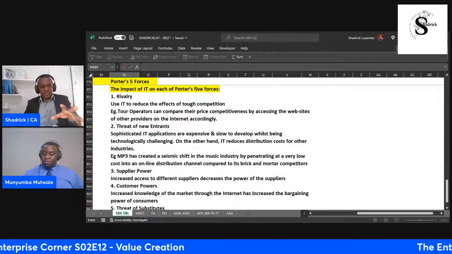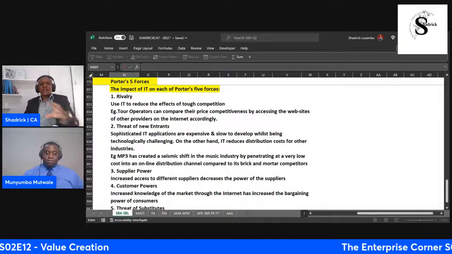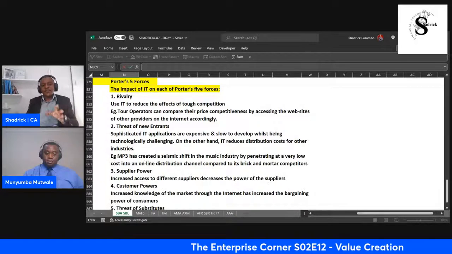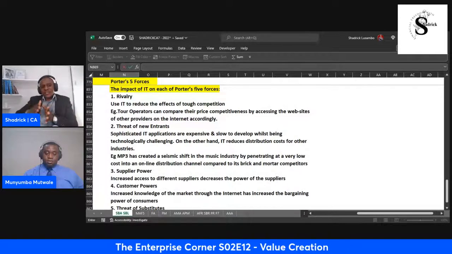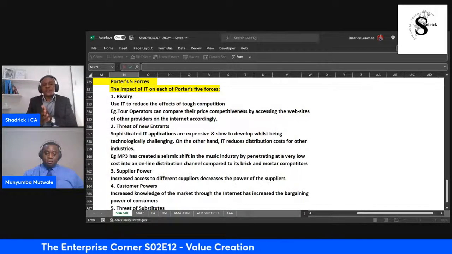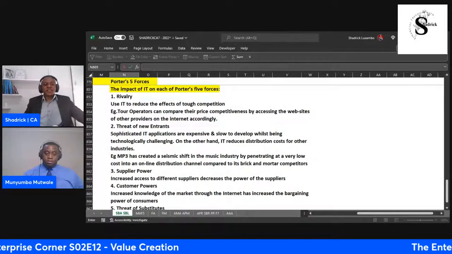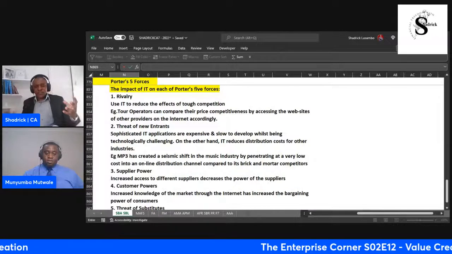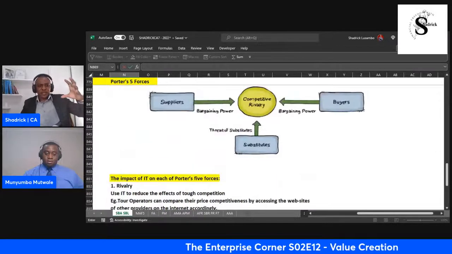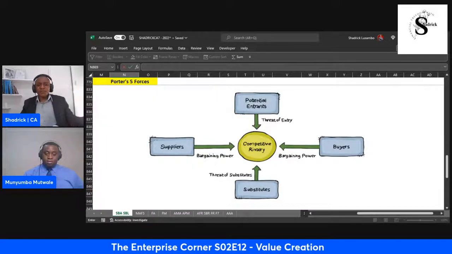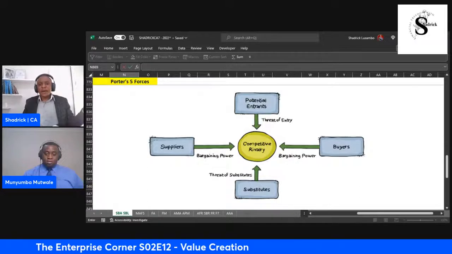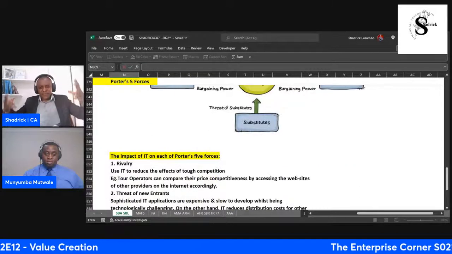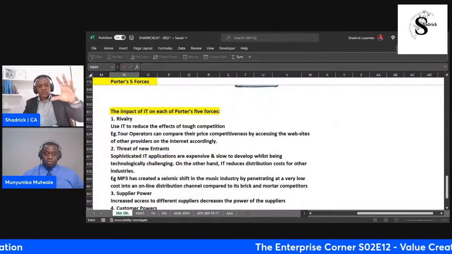But again, a good example is MP3. MP3 has created a systemic shift in the music industry by penetrating at a very low cost into an online distribution channel compared to its brick and mortar competitors. Have you seen? So now IT helps you solve a problem, because now you have powerful suppliers, potential entrants, stronger buyers, and a lot of substitutes. So how do you survive in this hostile economic environment? You need to leverage IT.